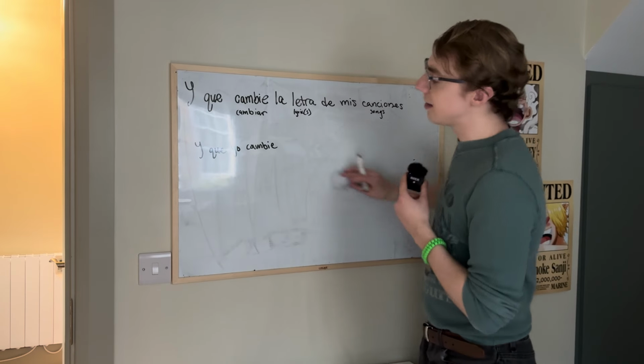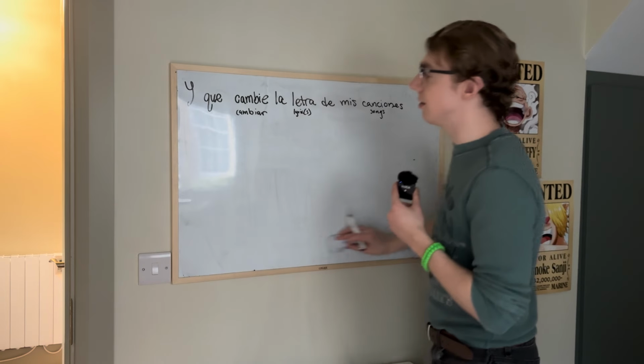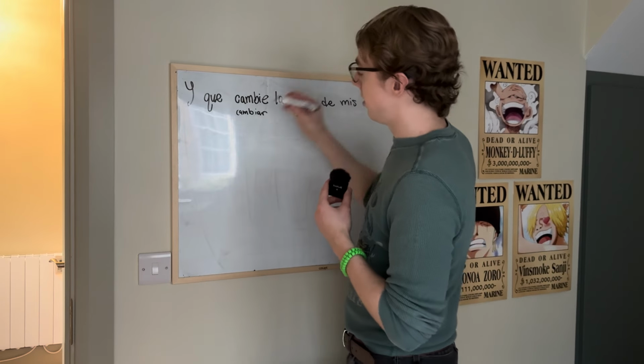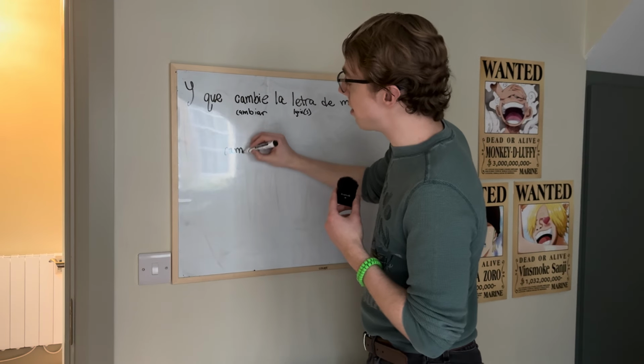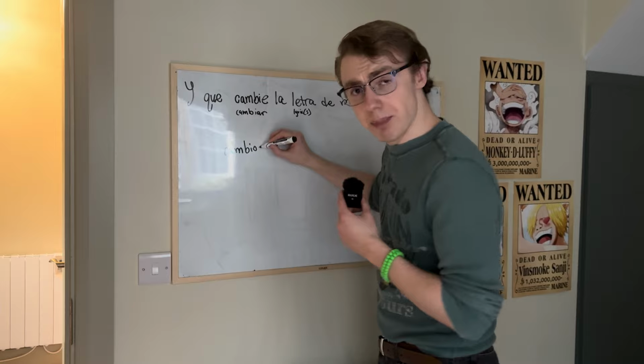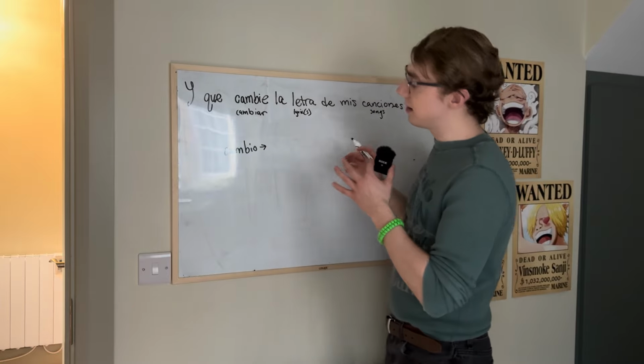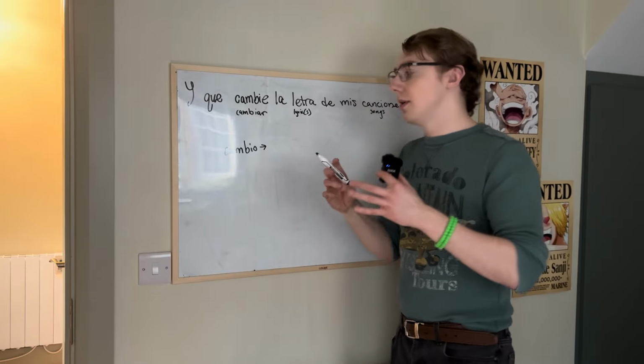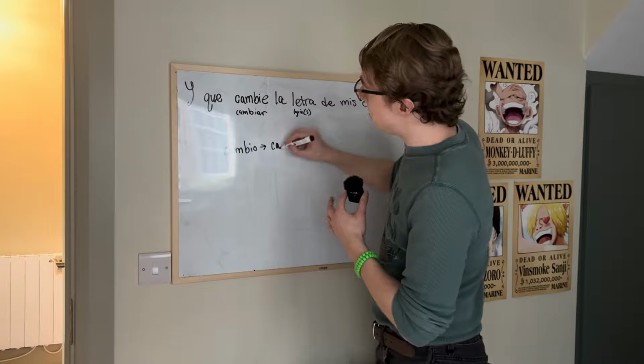So let's look a little closer at the forms of the subjunctive. So cambio is I change, but when I'm putting it in the subjunctive, because it's typically an AR verb, I'm going to use cambie.